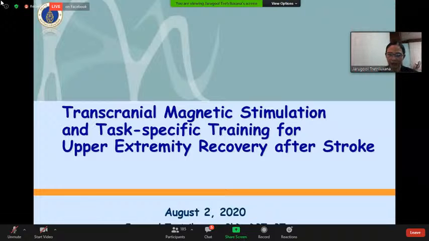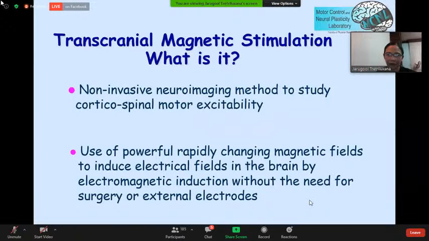So let me ask you all, how familiar are you with TMS? Anyone heard of TMS before? But let me tell you, you heard a little bit about it. So what is it? It is one of the non-invasive neurological imaging methods to study brain activity, right? So let me introduce one, maybe it might be new to you, called corticospinal motor excitability, which means how much our cortex, or how much our central nervous system, responds to TMS. Okay, right? So that's called corticospinal excitability, right?